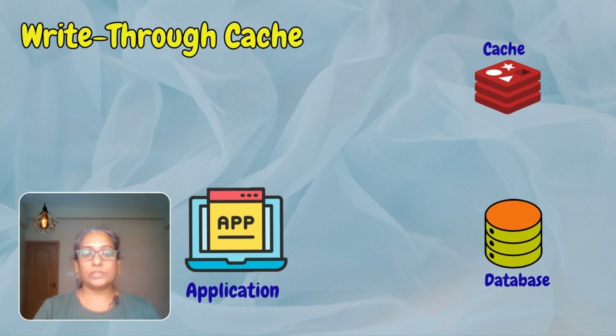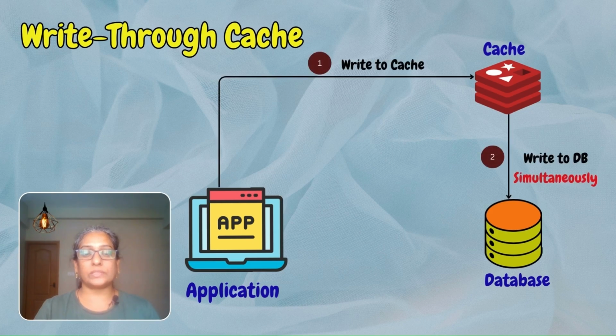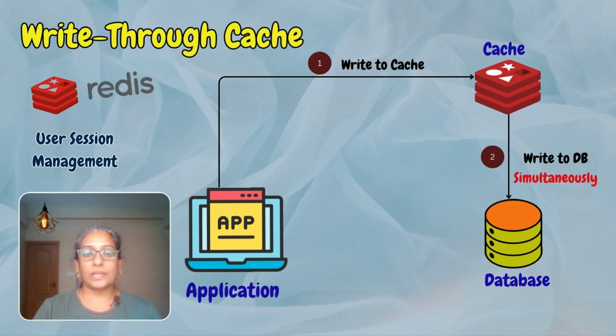In write-through cache, every write operation to the database is also written to the cache simultaneously. This ensures that the cache is always up to date with the latest data. Redis cache with write-through caching for user session management is an example of this.